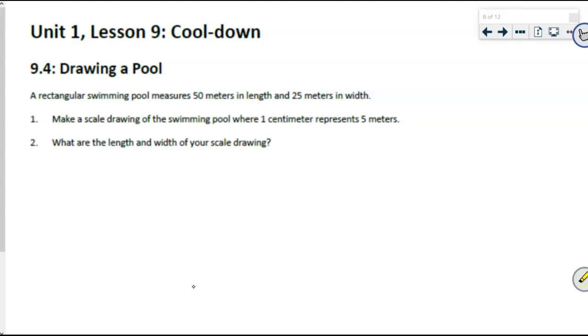A rectangular swimming pool measures 50 meters in length and 25 meters in width. So it's rectangular, 50 meters in length, and 25 meters in width. You need to make a scale drawing of the swimming pool where 1 centimeter represents 5 meters. Part of that needs to be, what's the length and width?